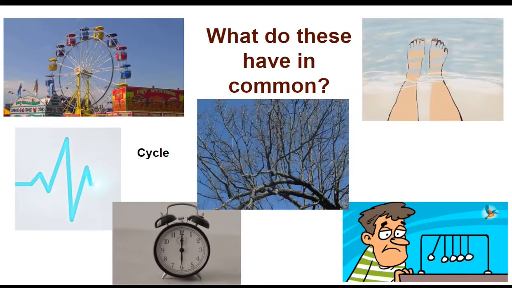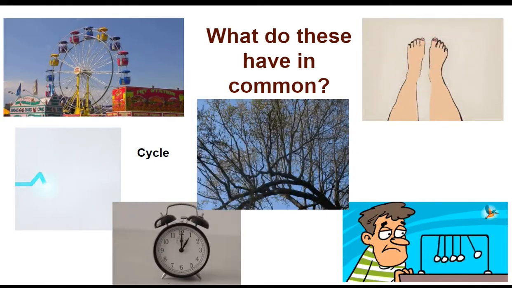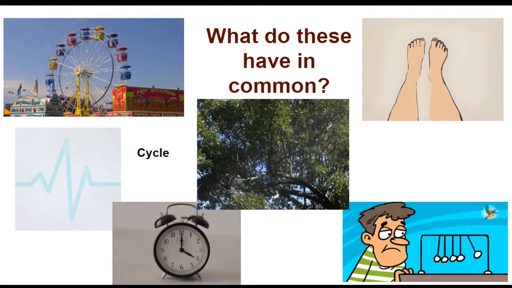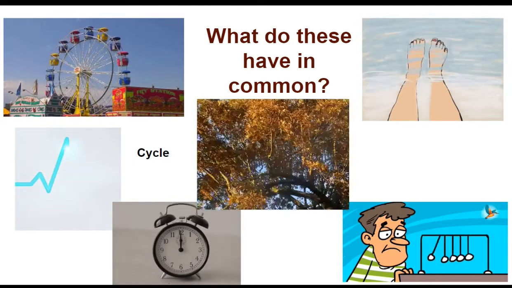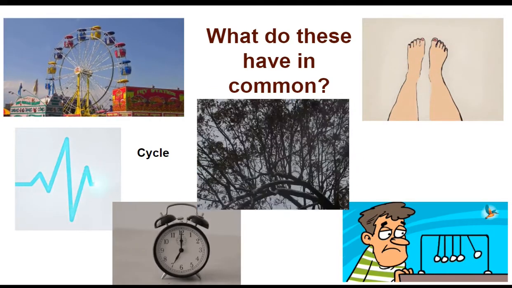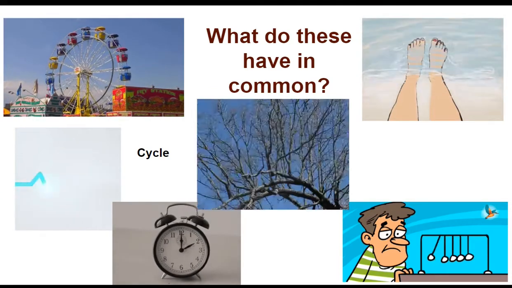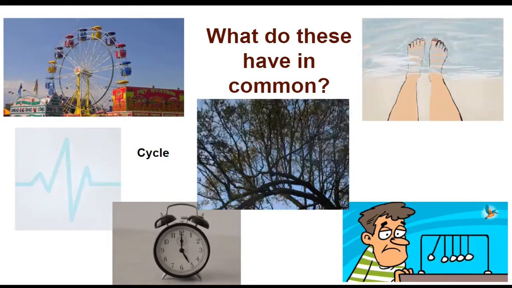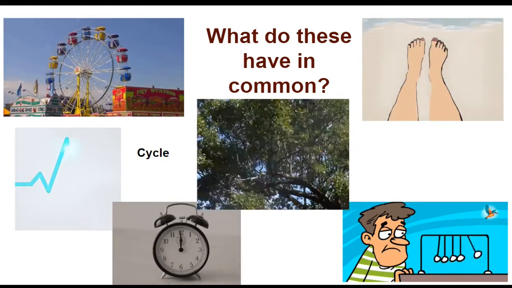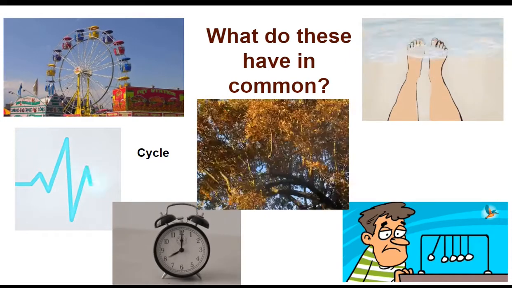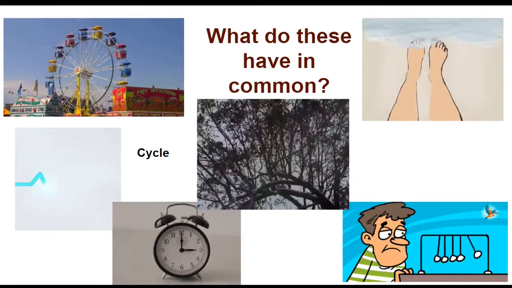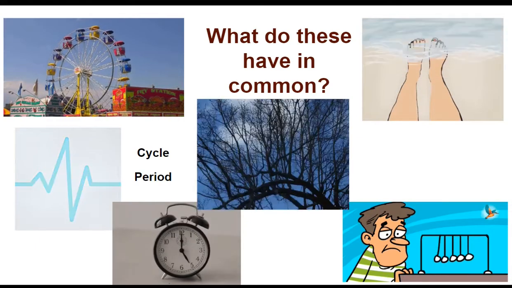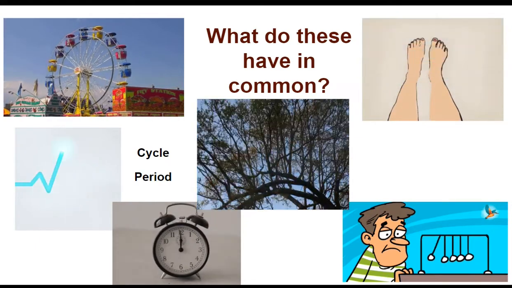And for this fellow watching the toy, a cycle would be the ball on the left being at the highest point on the left and then back down, the ball on the right being at the highest point, and then back to the ball on the left being at the highest point. So with each one of these, you return to the same position at the end of the cycle. The next important word is period. So the period is the length of the cycle.